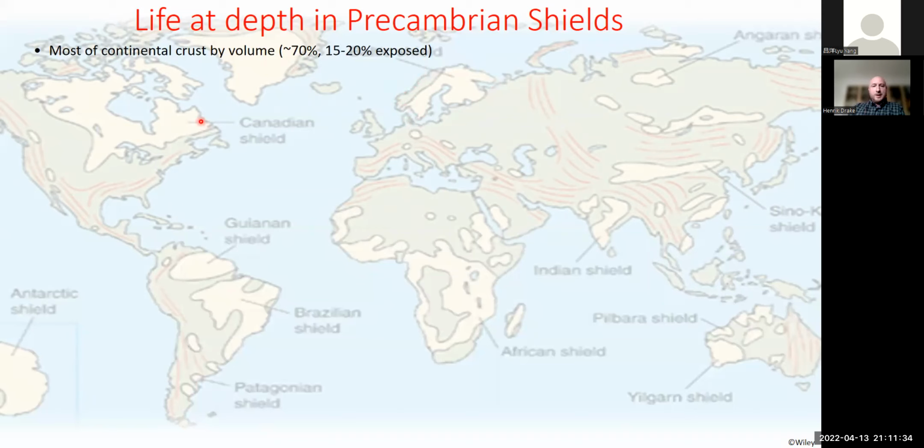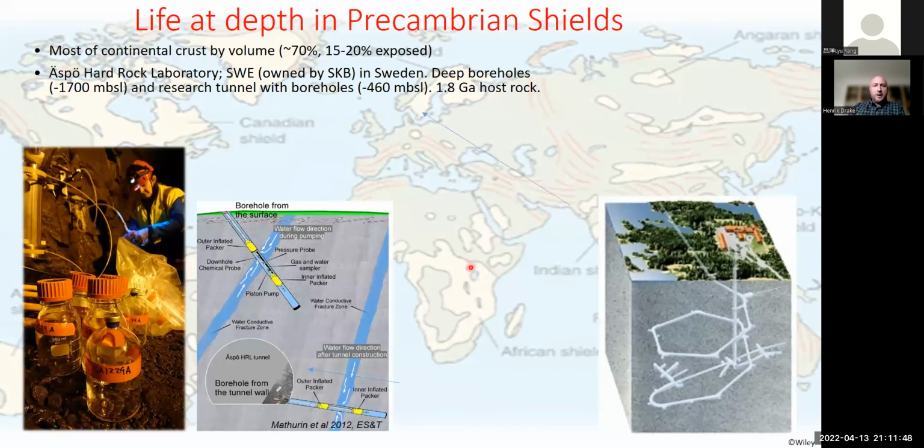But there is also the Canadian Shield, the Pilbara shield, and the important Kaapvaal shield, for instance, in South Africa. So a lot of different Precambrian shields exist on Earth, on each continent actually. In Sweden, we have this hard rock laboratory called the Äspö Hard Rock Laboratory that is owned by the Swedish Nuclear Fuel and Waste Management Company. A lot of microbiology deep biosphere studies have been done there in waters. And I'm not a microbiologist myself, but I've been connected to these studies to some degree.